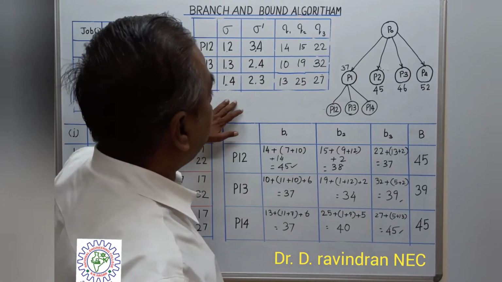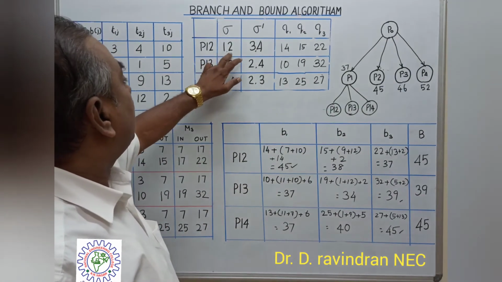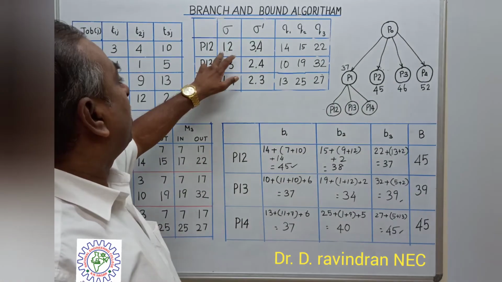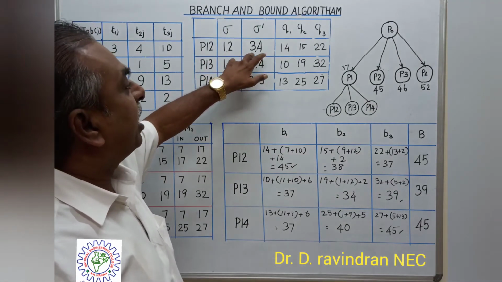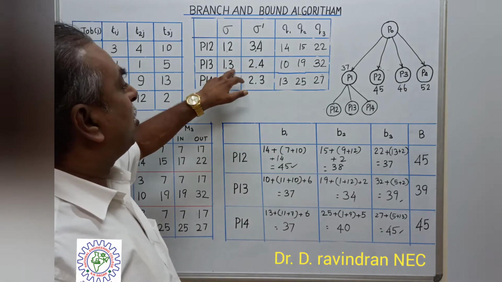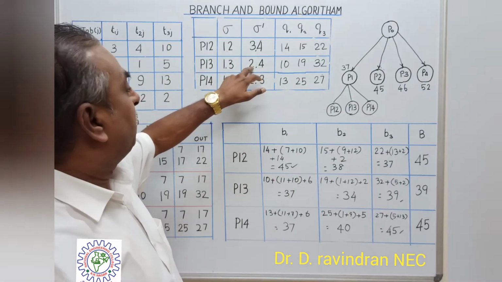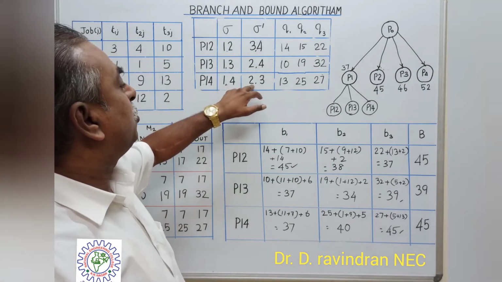Now this is the second stage of this problem. In the second stage, 1, 2 is the partial sequence. That means after 1, we have decided to process 2. Then the remaining jobs will be 3 and 4. Similarly, when you process the third job after 1, the remaining jobs will be 2 and 4. When you process the fourth job after 1, the remaining jobs will be 2 and 3.